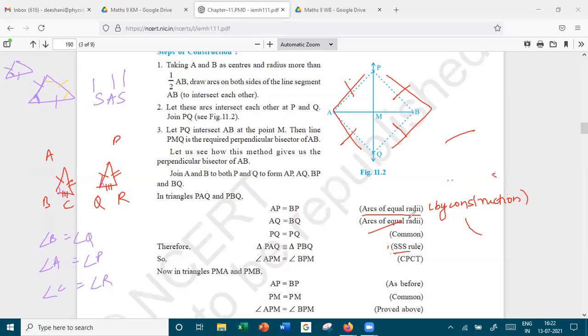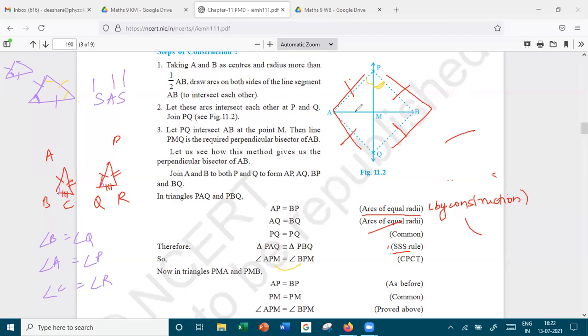Okay. So by CPCT, these two angles are equal. So basically, I proved that this angle and this angle are the same, right? APM is that, right? And BPM. Sorry, not BQ. This one. Yeah, since we took these two triangles, by CPCT, I am saying that these two angles are equal. That is what they have done here.